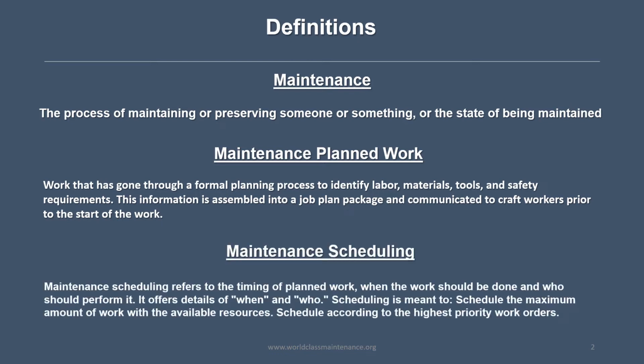Maintenance scheduling refers to the timing of planned work, when the work should be done, who should perform it. It offers details when and who. Scheduling is meant to schedule the maximum amount of work with the available resources, according to the highest priority work orders.